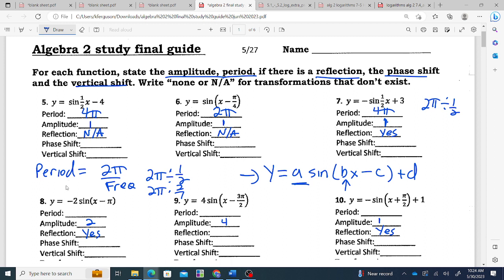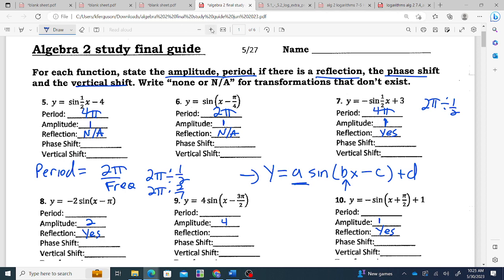Okay. So the period is 2 pi divided by the frequency. The frequency is something that you can see in the equation. The period is not something that you see in the equation. You have to figure it out. So frequency for number 7 is 1/2. So then that's 2 pi divided by 1/2, which is 4 pi, because it's keep, change, flip. Number 7 says 4 pi.